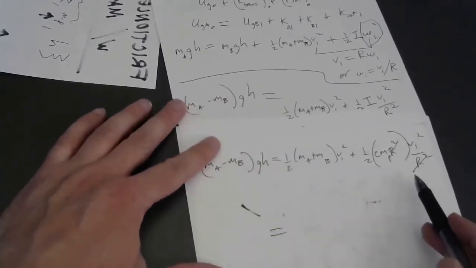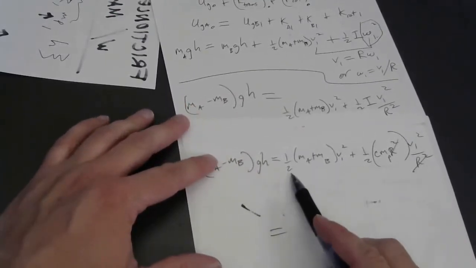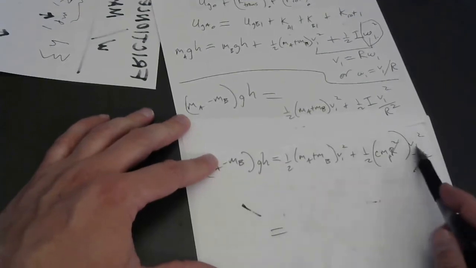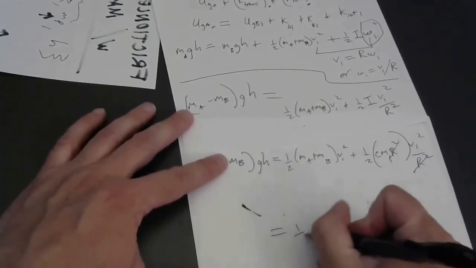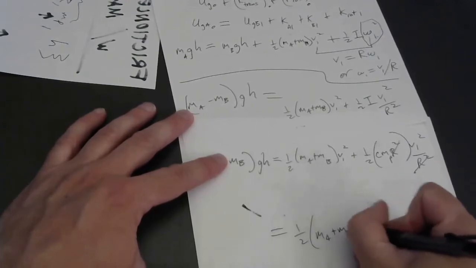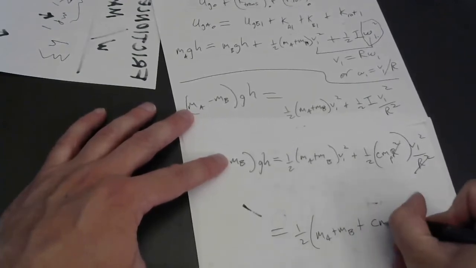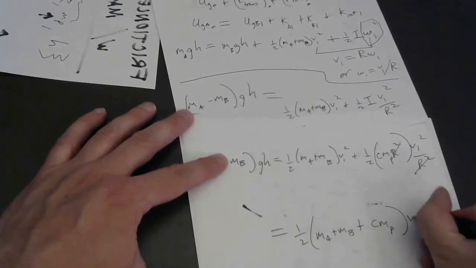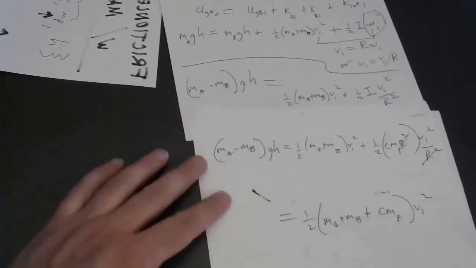And let me just simplify the right side. What do we have in common here? We've got a factor of 1/2 in common and a V1 squared. So this would be 1/2 times, and I'll factor out (MA plus MB plus C times mass of the pulley), V1 squared. And we're done now.